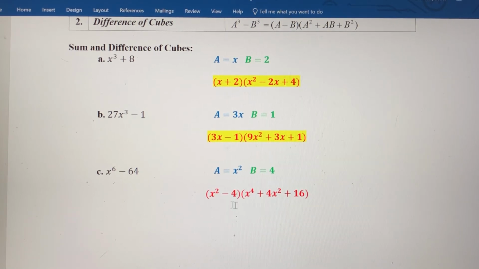Hopefully you don't think you're finished though. Remember, we've got to completely factor, all right? So hopefully you recognize that this is the difference of two squares. So we can factor that as x plus 2, x minus 2, and then this trinomial just continues. You can't factor this. You won't ever be able to factor this if you've done things in the correct order, okay? So this is the complete factorization of x to the sixth minus 64, okay?